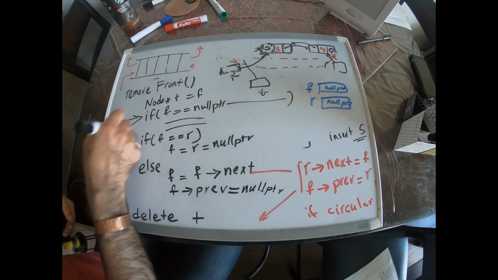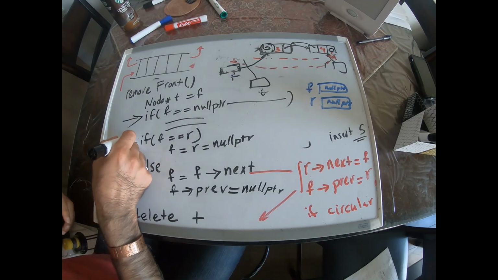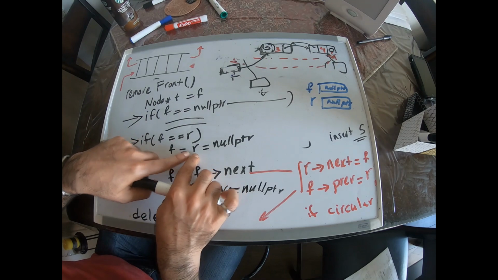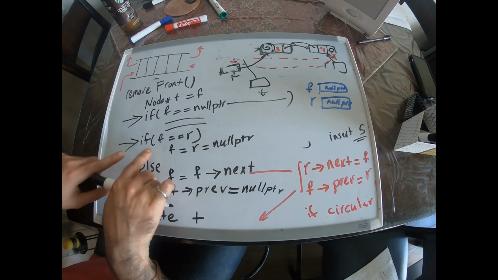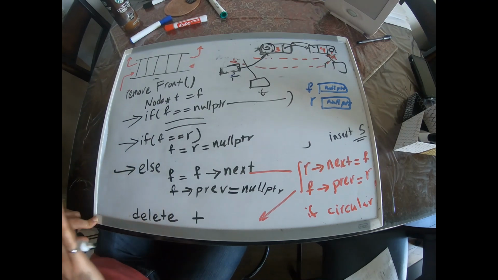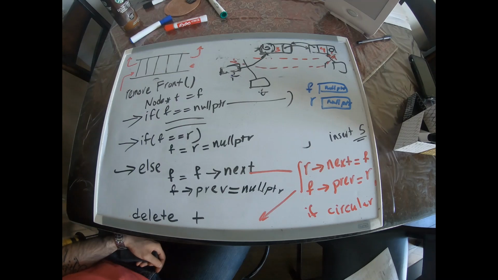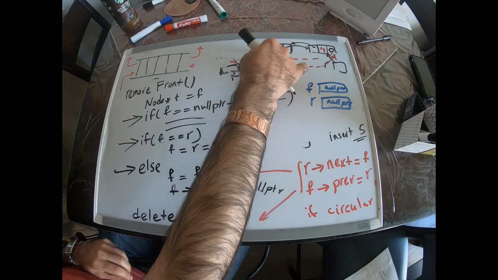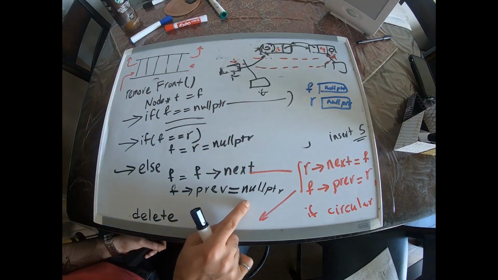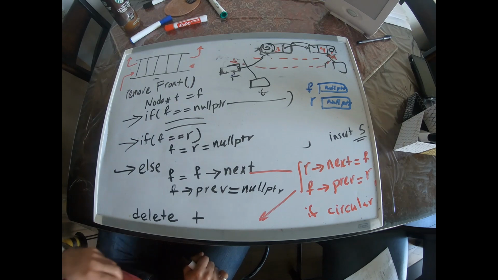Like, we checked if the deck is empty or not. We checked if we have to change the rear as well as the front, if this is the last element we want to remove. Otherwise, we just have to move front one to the right. Okay, so F is equal to F arrow next, and make sure that the previous pointer of the new front is going to be a null pointer, so that we know this is the front of the list.